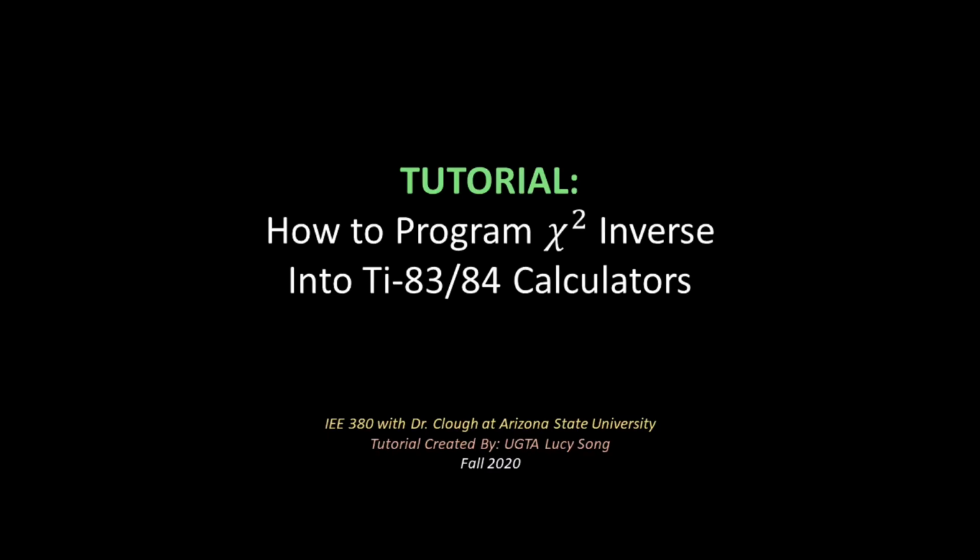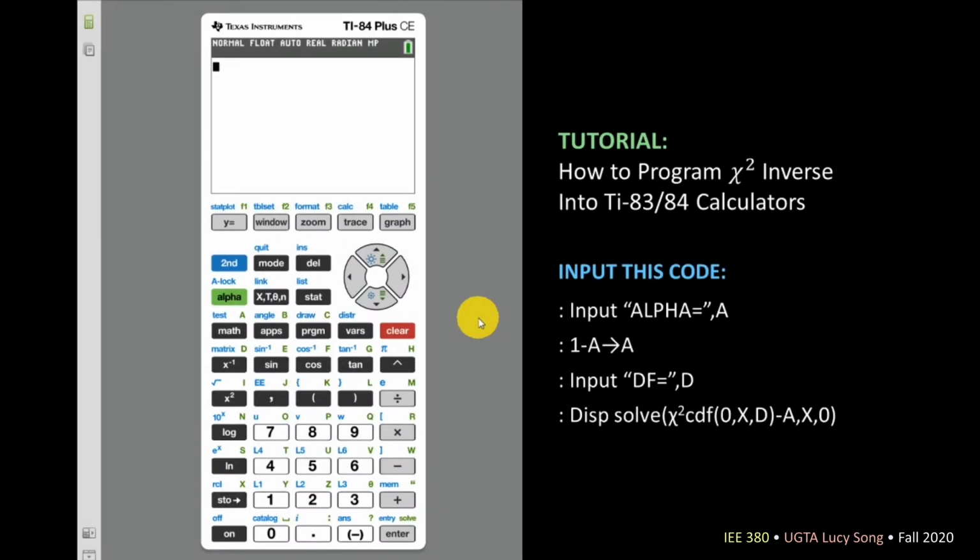population variance sigma squared. I will be using a TI-84 CE calculator for this tutorial, but this tutorial also applies to TI-83s as well. For other calculators such as TI-89s and Casios, they might require slightly different steps, or they might already have the function pre-programmed. I suggest looking on Google and YouTube for more information specific to your calculator model. Now let's begin our tutorial on programming the chi-inverse function into your calculator.